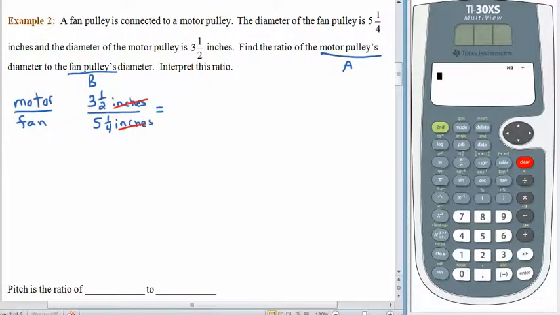Let's take the numerator and we'll write it as an improper fraction. So 2 times 3 is 6, plus 1 more is 7. The numerator is 7/2. The denominator, 4 times 5 is 20, plus 1 more gives us 21. The denominator is 21/4. So what we're really looking at is 7/2 divided by 21/4.